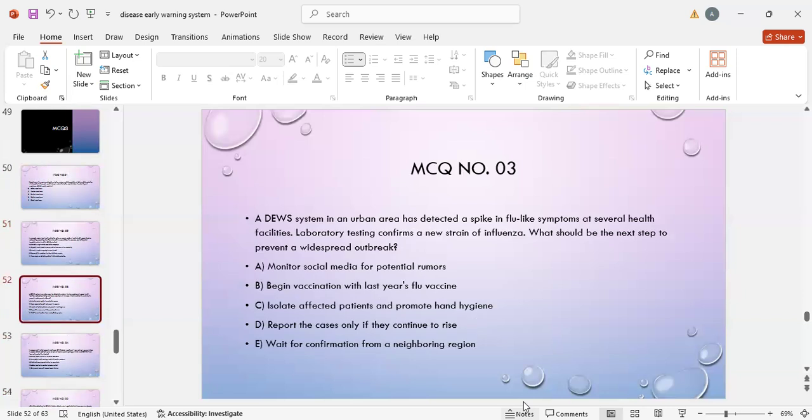MCQ number 3 is: Our DUSE system in an urban area has detected a spike in flu-like symptoms at several health facilities. Laboratory testing confirms a new strain of influenza. What should be the next step to prevent a widespread outbreak?